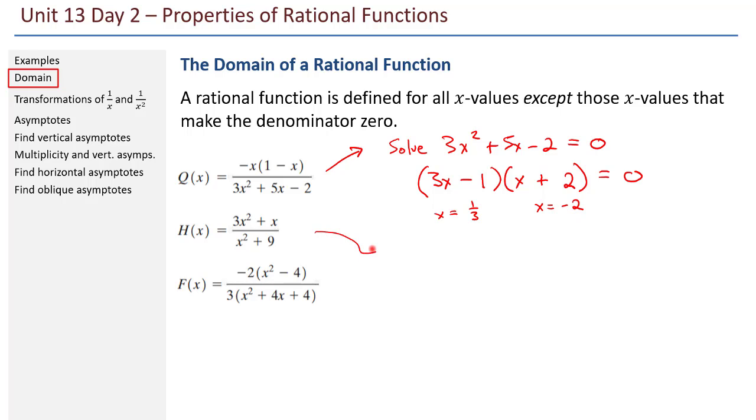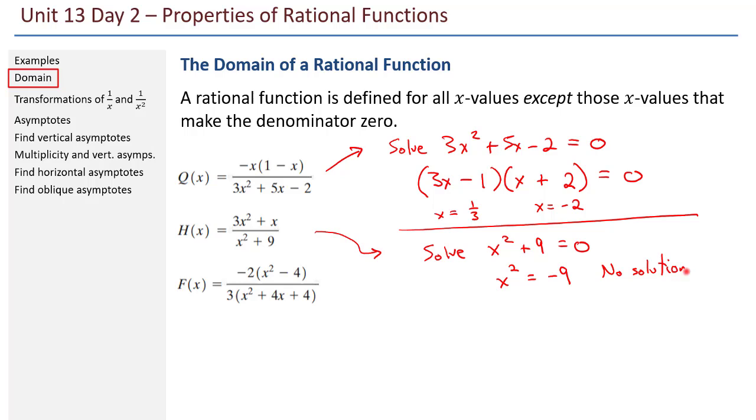Let's try the h function. What is the domain of h? In order to figure out the numbers that are not in the domain, I need to solve x squared plus 9 equals 0. All right, so x squared equals negative 9, and oh, look at that, x squared is always 0 or positive, so there's no solution. So in fact, every real number is in the domain of h.